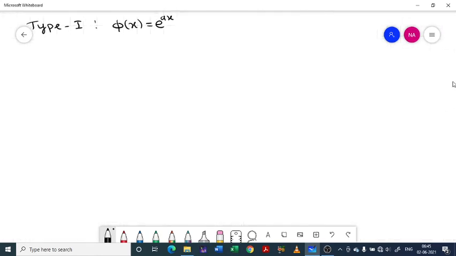Among those forms, the first one is e power ax. So how do we find the particular integral when phi of x equals e power ax? Exponential, you can say. When phi of x is an exponential function. Okay, so that is the first case we are going to consider. We can say first type.